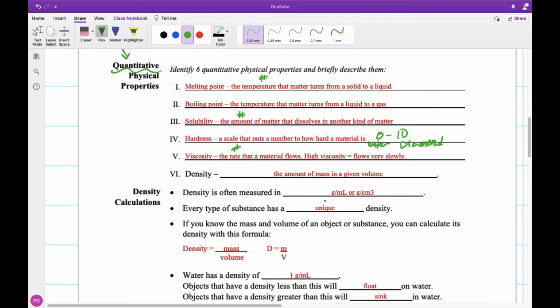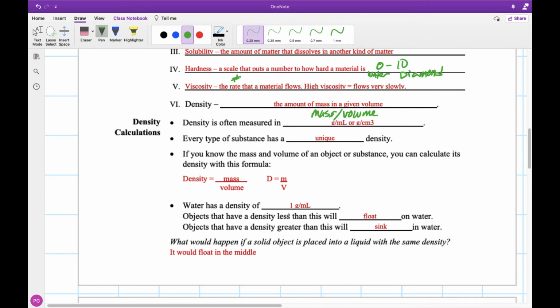So density is often measured in grams per milliliter or grams per centimeter cubed. This is mass divided by volume. So these units, grams, tell us mass, and then whether it's milliliters or centimeters cubed, that tells us our volume. So this is the amount of mass in a given volume. Every substance has a density, and all of them are unique. So it's different for every single substance. You can calculate it by taking the mass and dividing it by the volume. So density is mass over volume, or D equals M over V.